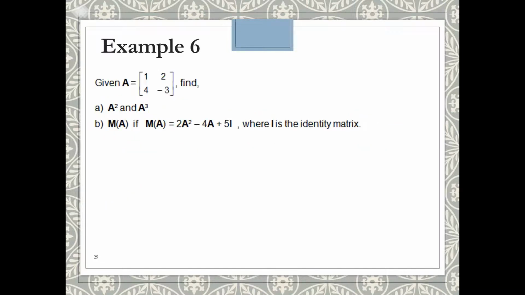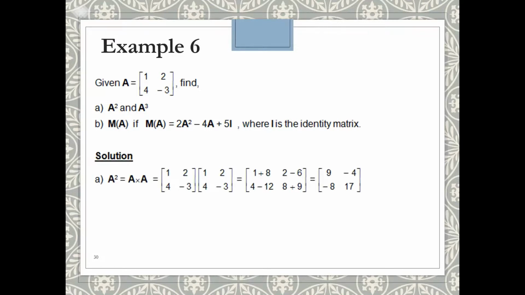Refer to example 6. Given a matrix A with the size of 2 by 2, you need to find A to the power of 2 and A to the power of 3, then M(A), in which M(A) is equal to 2A squared minus 4A plus 5I, where I here is referred to the identity matrix. A squared means A multiplied with A.